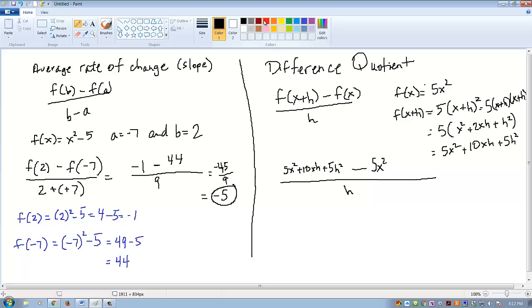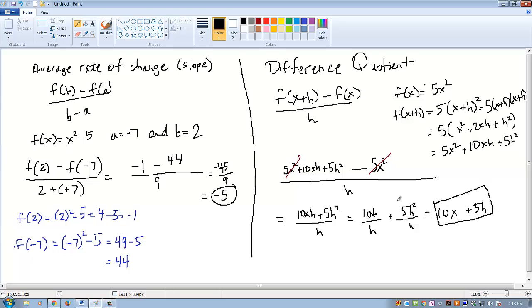So one thing that you'll start seeing with these difference quotients is that everything without the h is going to cancel. That's good. So you'll have 10xh plus 5h squared all over h. Now, this h is going to go under both terms. It happens like this. 10xh over h plus 5h squared over h. So our answer is 10x plus 5h.